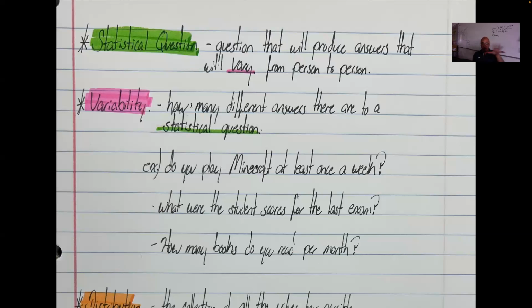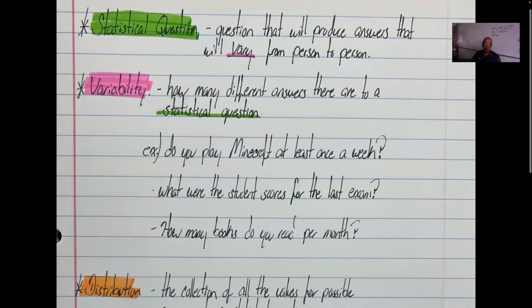However, if you were to go to the outlet mall and ask all the students that you may see walking by, hey, what school do you go to? You are going to get varied, different answers. There's going to be a higher degree of variability. And so here are a few examples of statistical questions that you might pose. Do you play Minecraft at least once a week? There's not a lot of variability in that question because it's just yes or no. There is a little bit of variability, and it is definitely a statistical question because there might be different answers, yes or no.